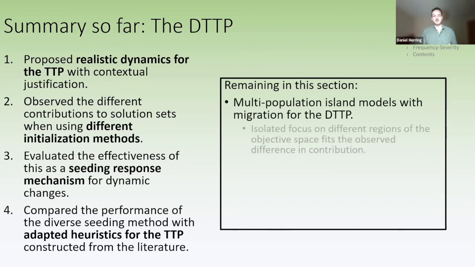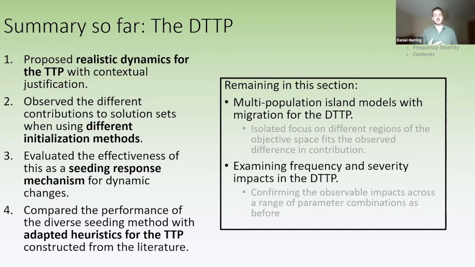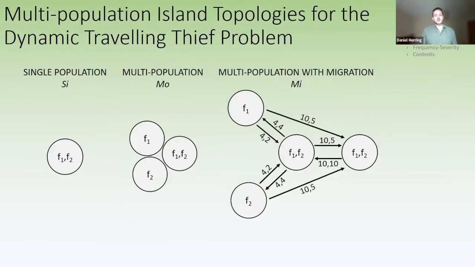development of this into using multi-population models for isolated and directed evolution towards specific objective space regions, and also at the frequency and severity in these dynamic traveling thief problem instances. Because there was an observable difference in the outcomes when using the different initialization methods, one way to develop this idea is to allow multiple populations to focus on finding solutions in different regions of the objective space.